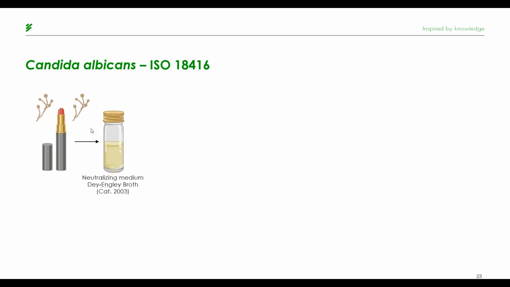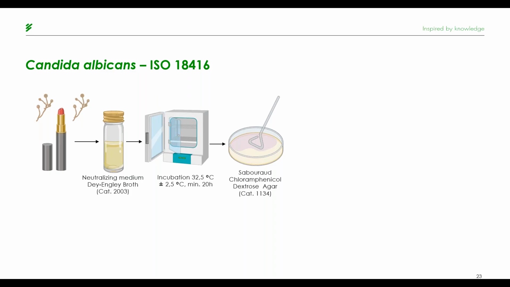The analysis of Candida albicans in cosmetic products is performed following the ISO standard 18416. And as the last one, it begins by taking 1 gram or milliliter of our cosmetic product. We perform the same dilution in the same neutralizing medium. It's the same initial suspension as the last analysis. It's incubated at 32.5 degrees Celsius for a minimum of 20 hours. And then we inoculate a plate of Sabouraud chloramphenicol dextrose agar, specific for yeast and other fungi. And we incubate this plate at 32.5 degrees Celsius for a minimum of 24 hours.